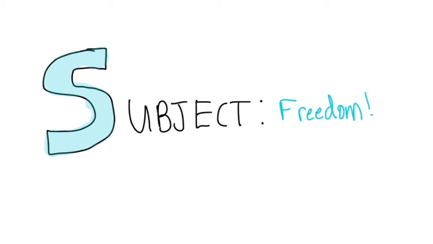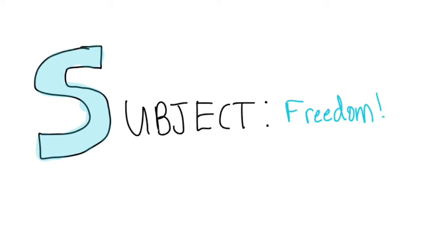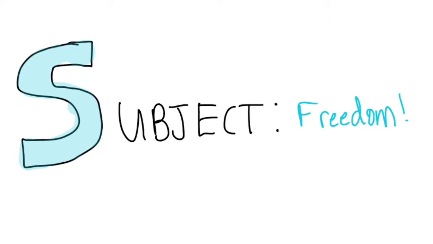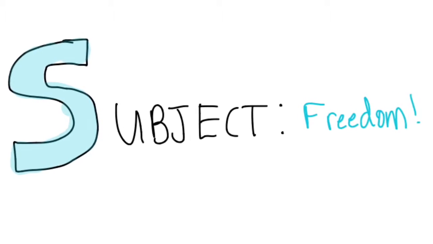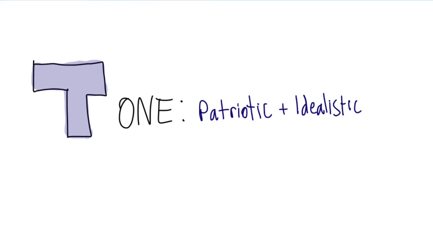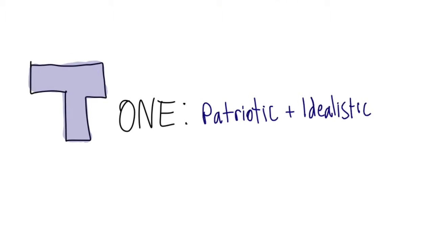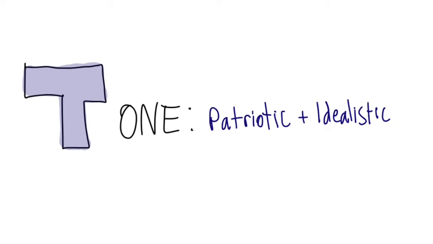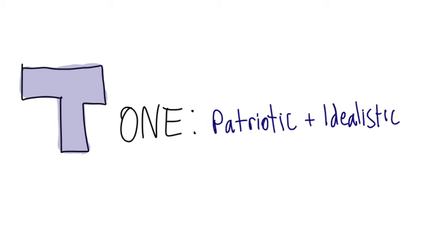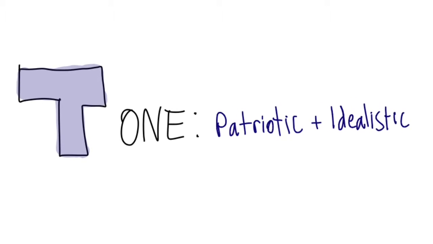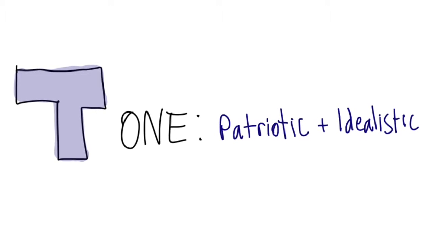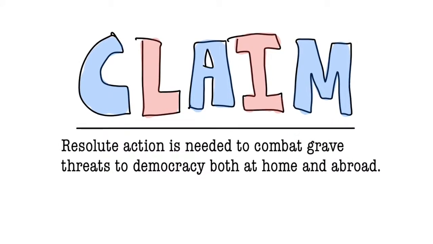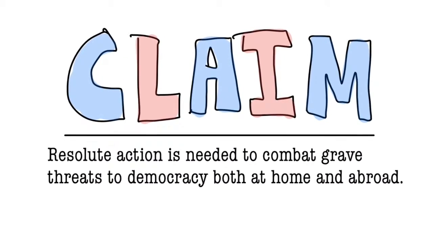Like most great speeches in American history, Roosevelt's subject is freedom. Namely, he's talking about why freedom affects this war, and why if Congress cares about freedom, they have to get involved. Roosevelt's tone is patriotic and idealistic. He knows that Congress thinks it's in their best interest to stay out of the war. Therefore, he needs to convince them that if they're a true patriot, and if they're true to American ideals, they're actually going to want to pay more attention to the war. The claim is that resolute action is needed to combat grave threats to democracy both at home and abroad.